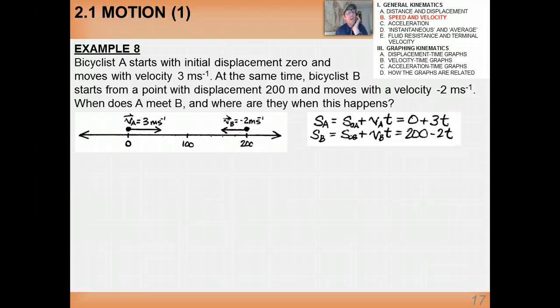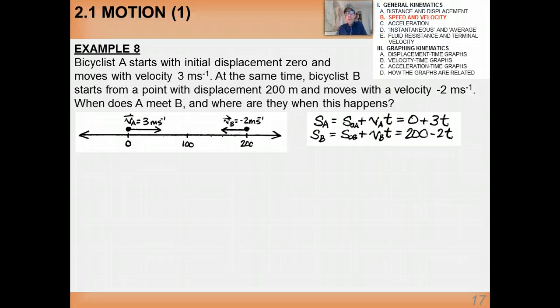It's very interesting. I'll put this on a number line again. Here's bicycle A starting at 0, going at 3 meters per second in that direction. Here's cyclist B starting way out here at 200, going in the opposite direction. Now I'm using the equations that I came up with last time. The displacement of A equals its initial displacement s0 plus v_A times t, which comes from v = (s - s0)/t. I get that the displacement of A is 3t and the displacement of B is 200 minus 2t.